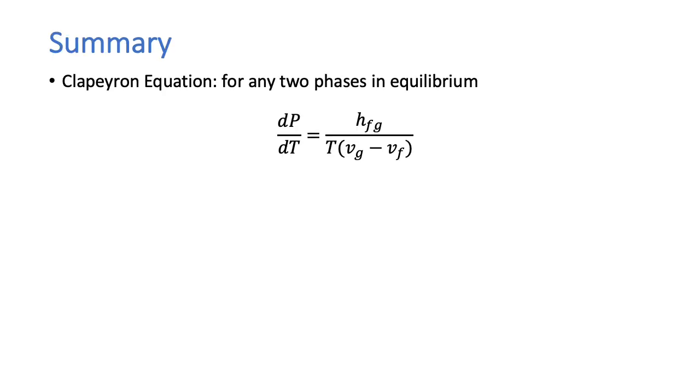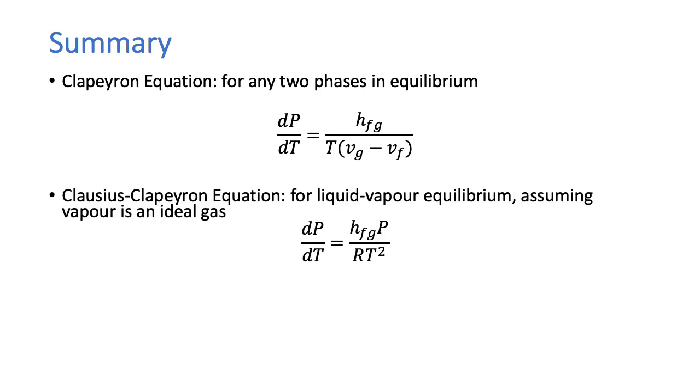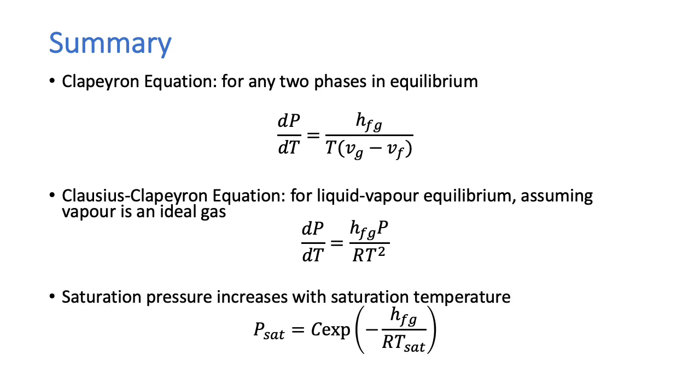To summarize, the Clapeyron equation can be written for any two phases in equilibrium, and it gives us the slope of the equilibrium curve. The Clausius-Clapeyron equation is written for liquid-vapor equilibrium, assuming that the vapor is an ideal gas. The saturation pressure increases with saturation temperature.